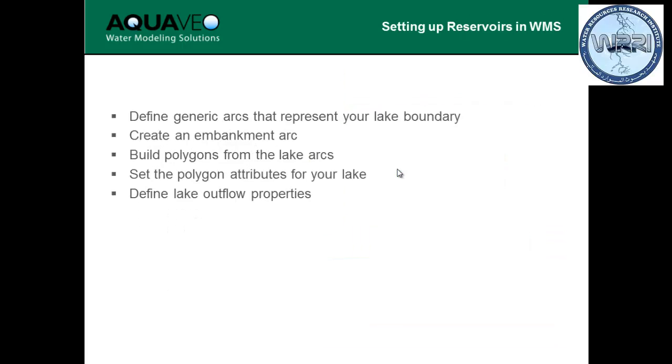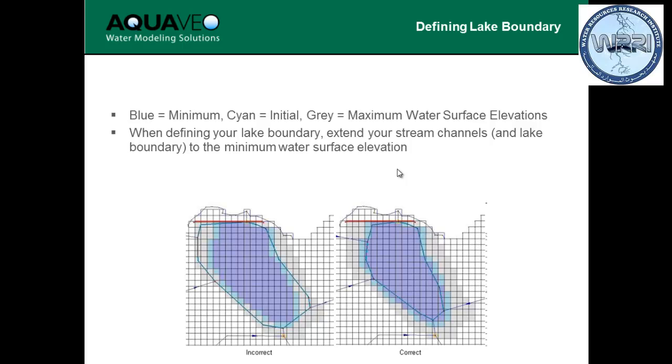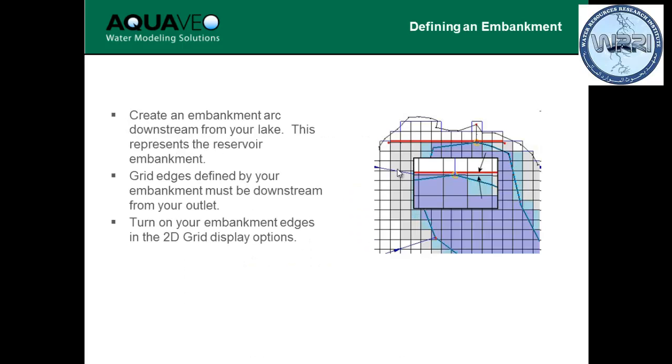This is how you set up reservoirs in WMS. First, you create generic arcs that represent your lake boundary. Actually, this is not correct, so I'm going to show you how to define a lake in WMS. We'll do that later. To define an embankment, you create an embankment arc downstream from your lake, and that represents the reservoir embankment. And then you have to define your elevations along that embankment.